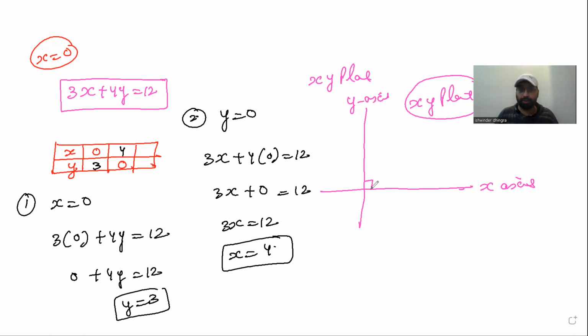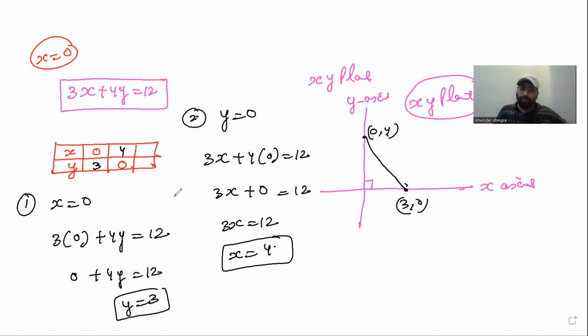So you can easily plot these values. Let's say the first point is 0, 4, and the second, let's say, is 3 and 0. Now you can join them and you can plot the linear equation. This is a strategy you guys have to use in your SAT exam.